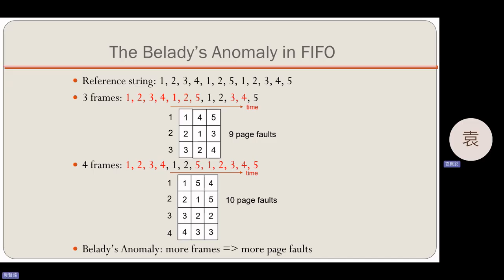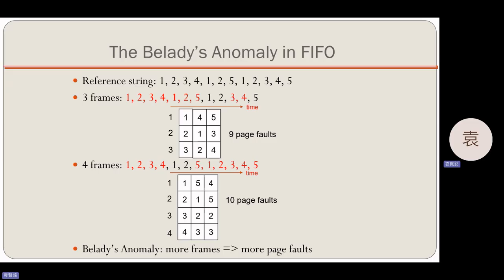At 1 there's no page replacement, and 2 is no page fault. Then 3 comes in and replaces the second page. 4 comes in and replaces the third page. And then 5. So in total, we have 9 page faults.